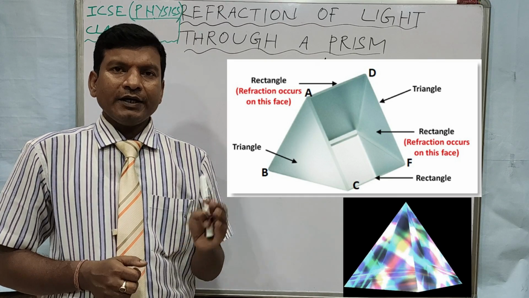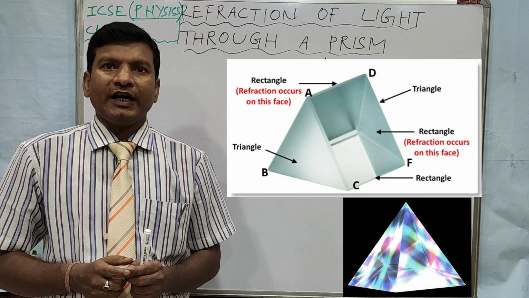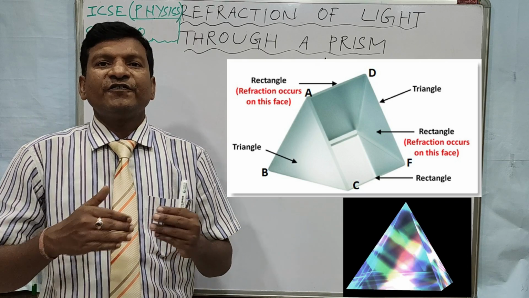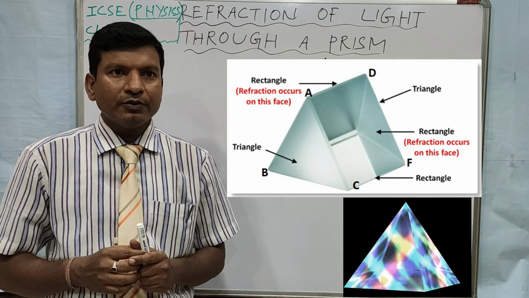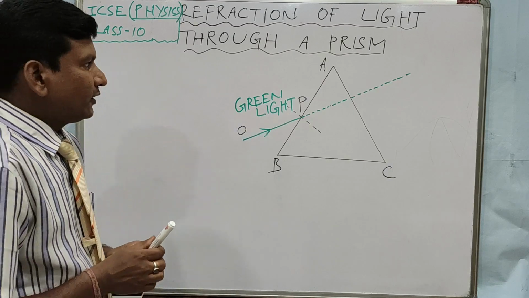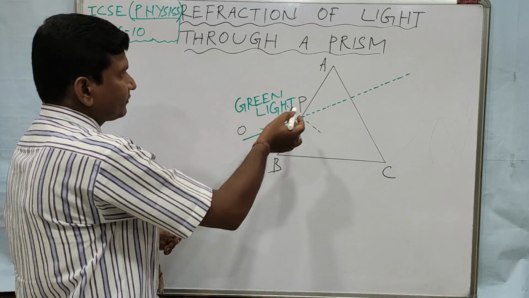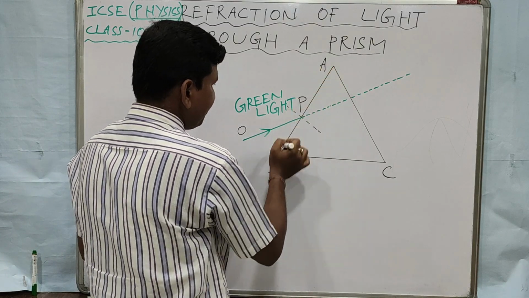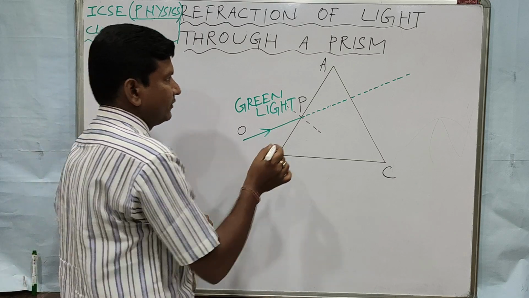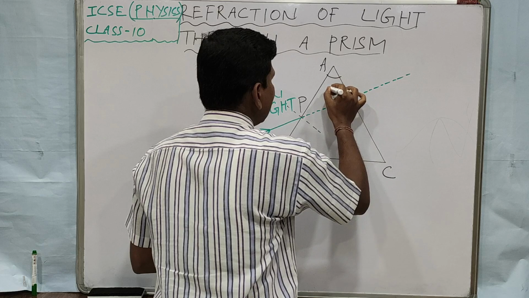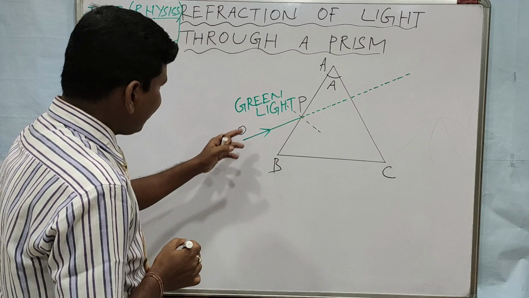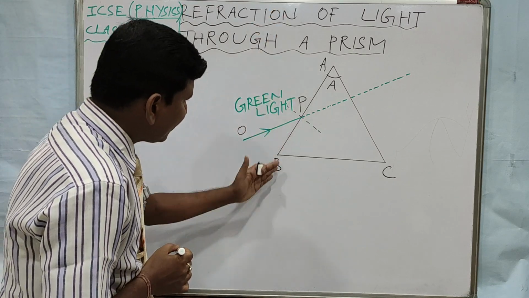Let us see now, when a monochromatic ray of light enters the principal section of the prism, how the refraction takes place. Now I will show you with the help of the diagram. Just see on the board. This is a triangle, I have taken ABC as the triangle. This is the principal section of the prism, and this angle is the angle of the prism, denoted by the symbol A. A ray of light strikes the first surface of the prism.